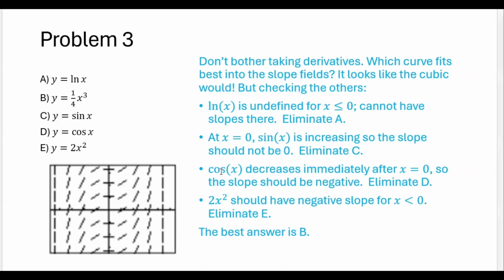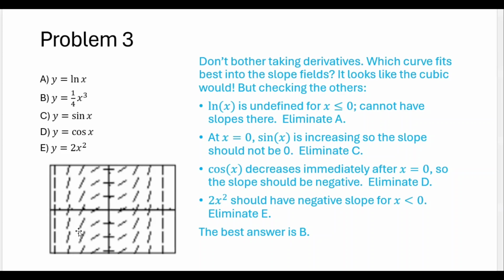And similarly, cosine x, we know at x equals 0, it's at the max of 1. It's going to decrease immediately right afterward, so there should be a negative slope right afterward, but it's a positive slope here. So nope, that's not the case. And similarly, 2x squared, the parabola, when x is less than 0, isn't the slope of the tangent lines negative, but it's positive over here. So no.